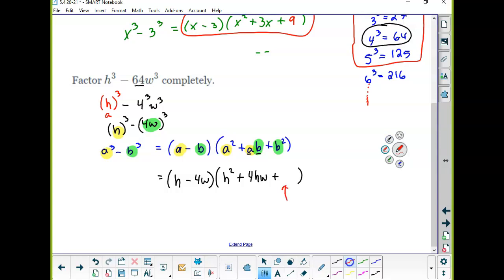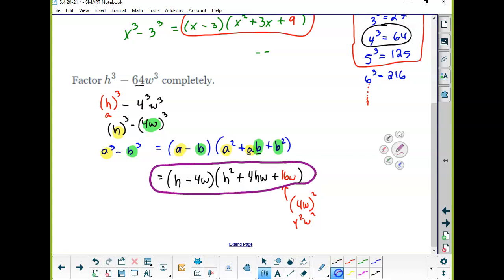What do you think b squared is? 4w squared. Very close. If we think of it as 4w squared in parentheses, 16w squared. 16, right? And that's the part that I really see a lot of errors, is you're squaring both the number and the variable. And there you go. And again, because we use the pattern, that's as far as we can take it. We know for sure that it's completely factored.